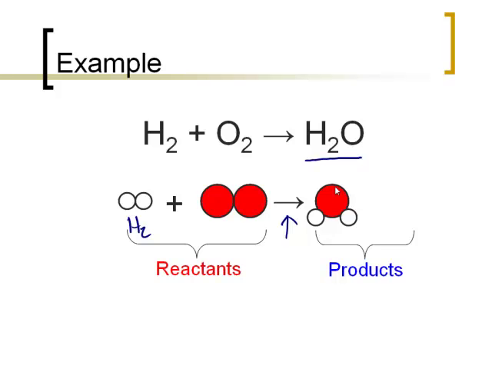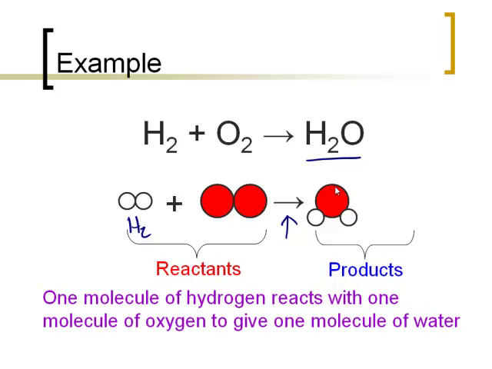If I wanted to read this equation as a sentence, it would go like this. It would say that one molecule of hydrogen reacts with one molecule of oxygen to yield, or to give, or to form, one molecule of water. And there we go. That's what this chemical equation tells us. But if you look at it, there is something that is quite obviously wrong with this chemical equation.